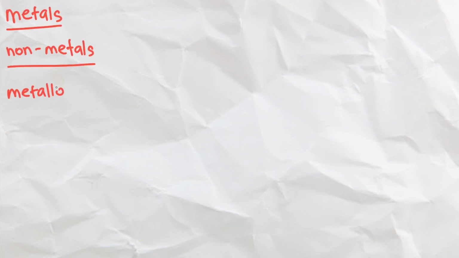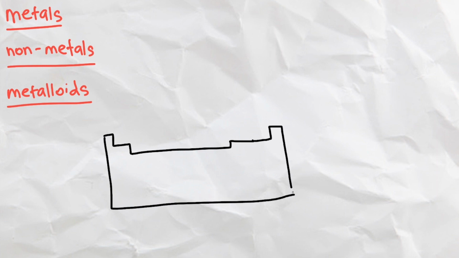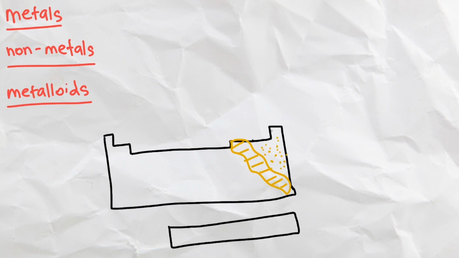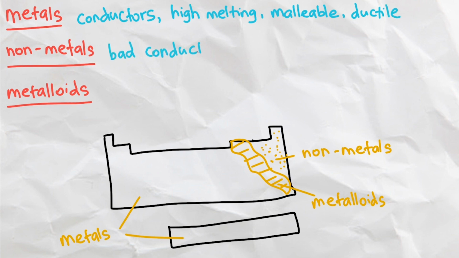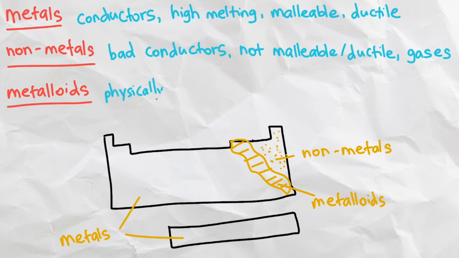The periodic table is divided into 3 major categories: metals, nonmetals, and metalloids. Metals are great conductors, have high melting points, and are malleable and ductile, meaning that they can easily be made into sheets or wires. Nonmetals are poor conductors, not malleable or ductile, and are usually gases at room temperature. Metalloids are a mix of the two, physically behaving like nonmetals but can be conductive like metals, which are essential for semiconductors.